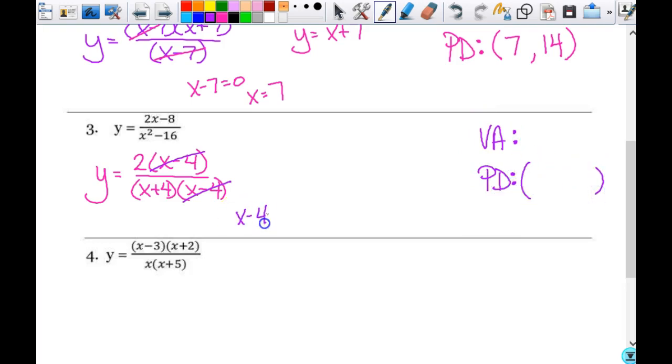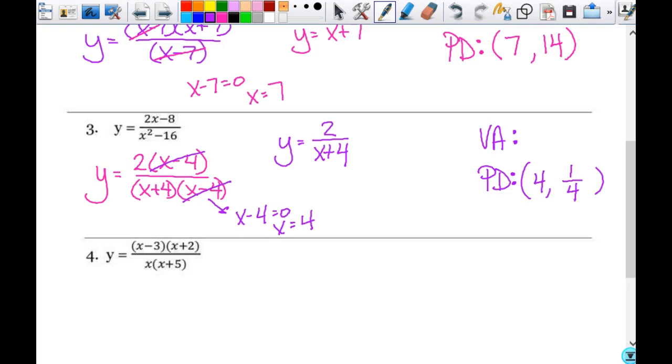So x minus 4 equals 0. So what does x equal? Positive 4. So then what I have left here is y equals 2 over x plus 4, right? After I get my point discontinuity out of it. Because I'm using this to find my point discontinuity, not my vertical asymptote, okay? That's to get my point discontinuity. The thing you cancel out, that's what I was doing first there. Okay, so then when I plug in that 4, this is going to be 4 plus 4, so it's 2 over 8, which is what? 1/4. Okay, so there's my point.